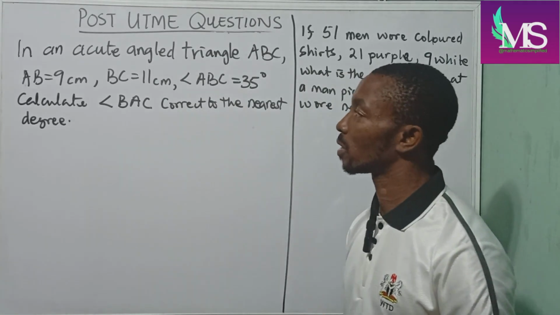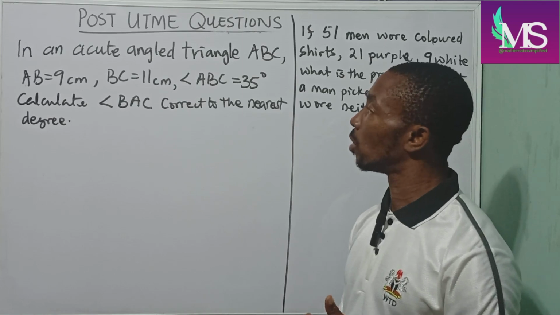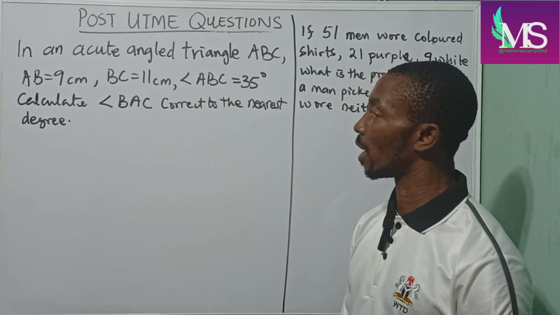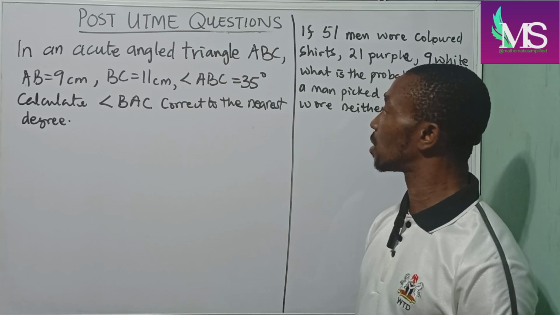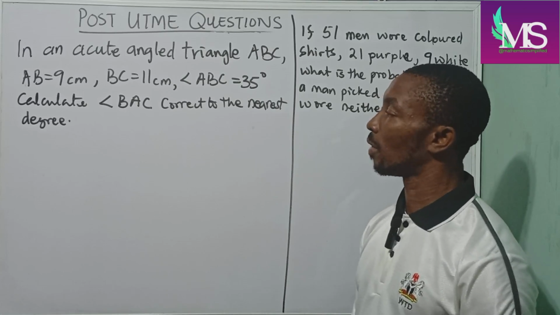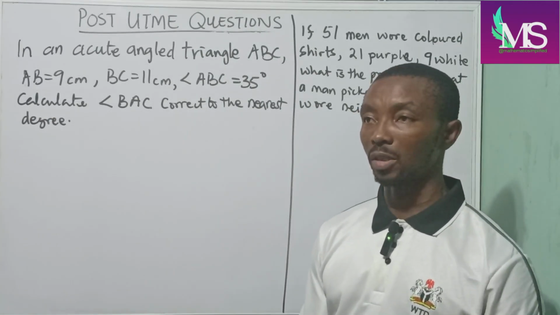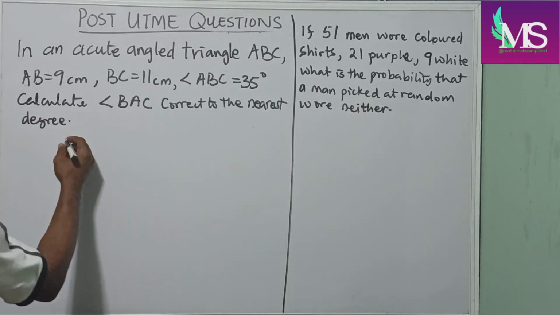Now, our first question says, in an acute angled triangle ABC, AB is 9 cm, BC is 11 cm, angle ABC is 35 degrees. Now we have to calculate angle BAC correct to the nearest degree. In order to do this, let's diagrammatize it.